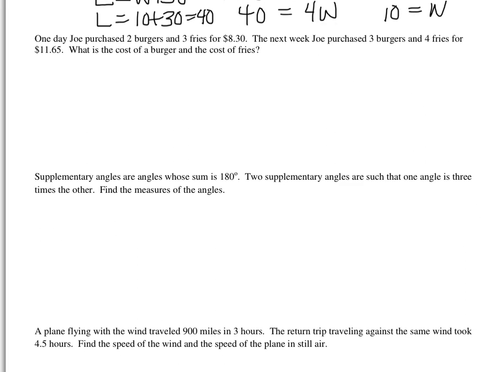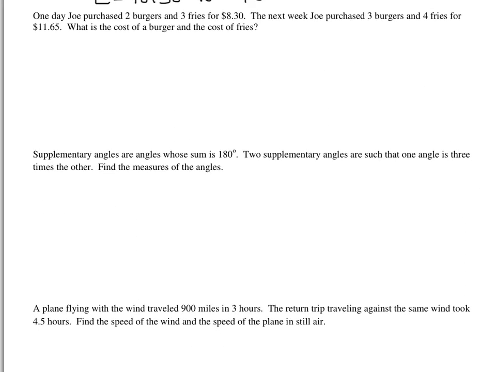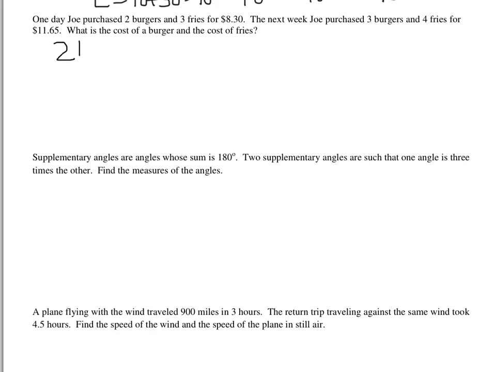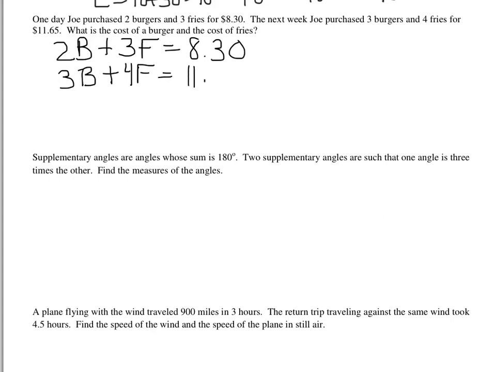One day Joe purchased 2 burgers and 2 fries for $8.30. The next week, Joe purchased 3 burgers and 4 fries for $11.65. What is the cost of a burger and the cost of a fry? Well, let's see. He purchased 2 burgers and 3 fries for $8.30. The next week, he purchased 3 burgers and 4 fries for $11.65.